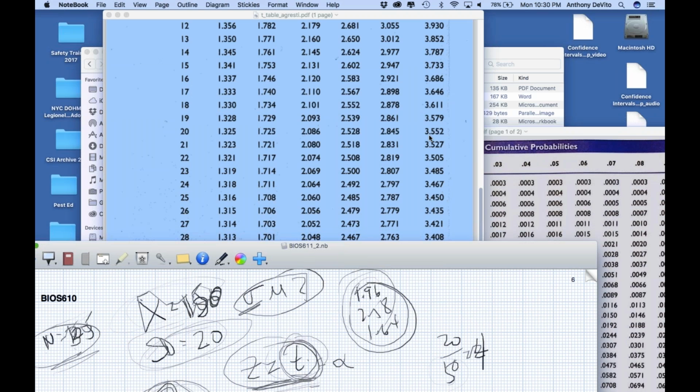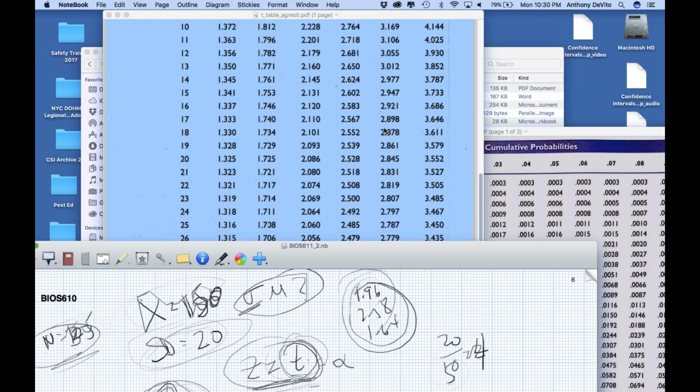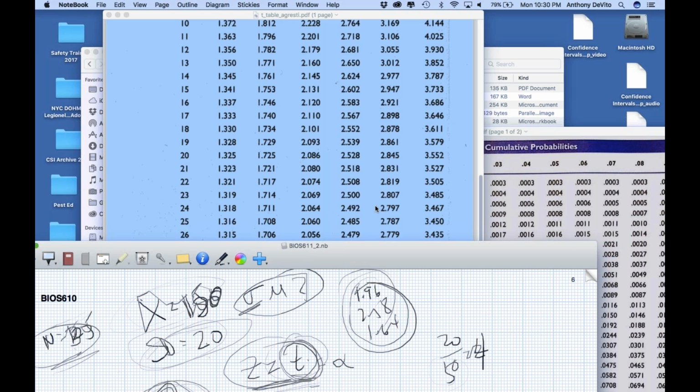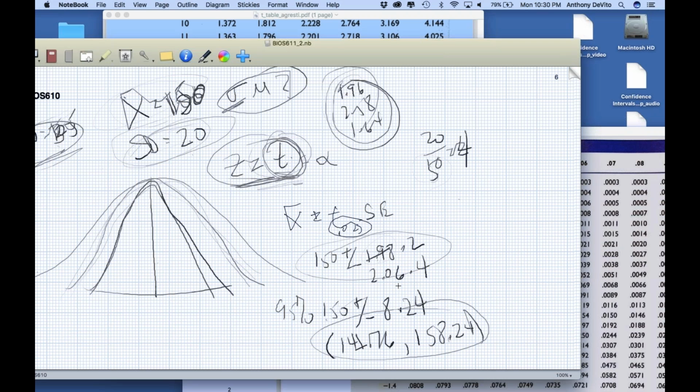And if you notice, the last column on this table represents the 99% confidence interval: 0.5% in the left tail, 0.5% in the right tail, leaving 99% in the middle. For 24 degrees of freedom, that's almost 2.8, basically 2.80, right? We would substitute 2.80 for this, and that would be 2.80 times 4, added and subtracted to 150, and that would be our 99% confidence interval.